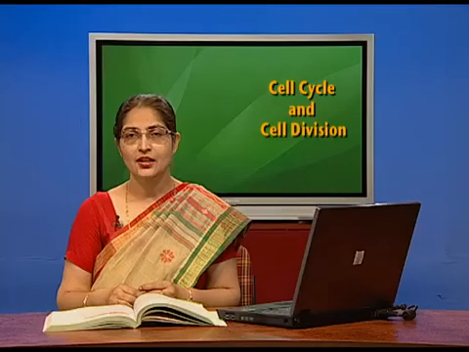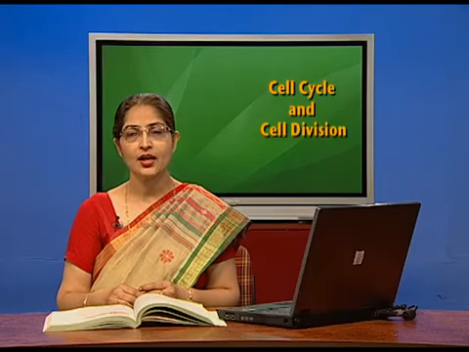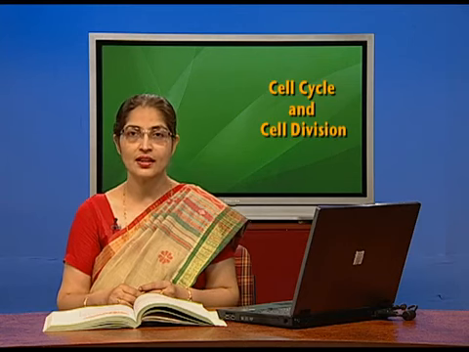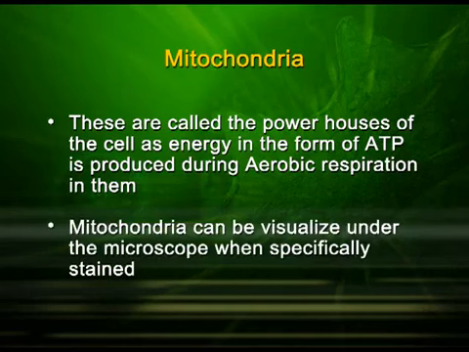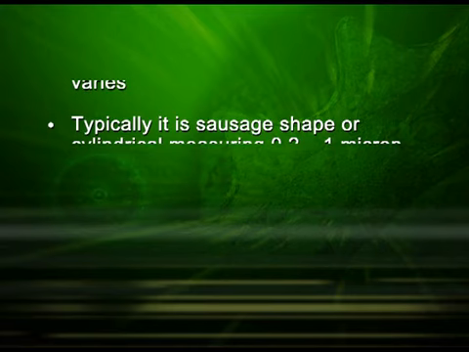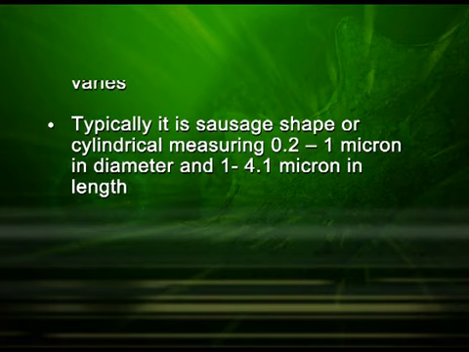Mitochondria. You already know that mitochondria are known as the powerhouses of the cell. These are called the powerhouses of the cell because the energy in the form of ATP is produced during aerobic respiration in them. Mitochondria can be visualized under the microscope with specific staining techniques. The number of mitochondria per cell, their shape and size varies. Typically, mitochondria are sausage shaped or cylindrical, measuring 0.2 to 1 microns in diameter and 1 to 4.1 microns in length.